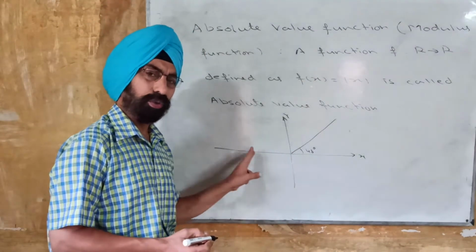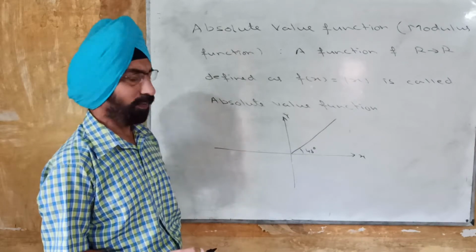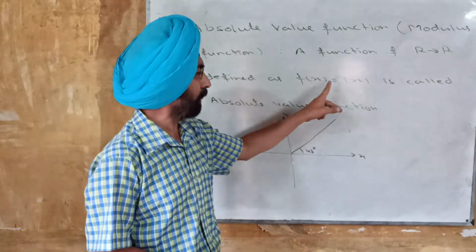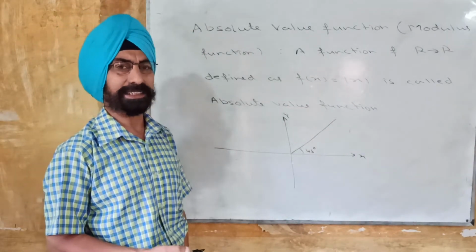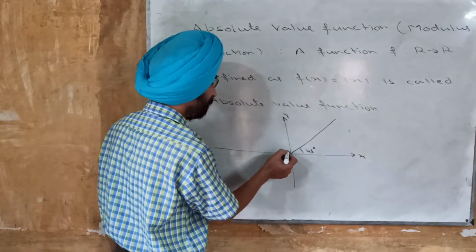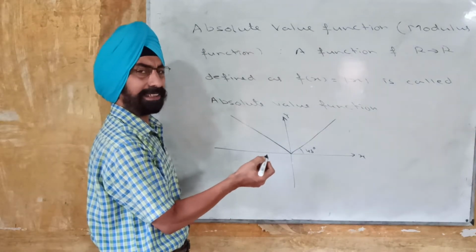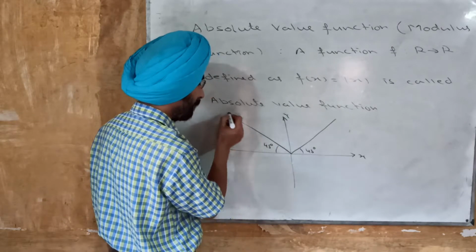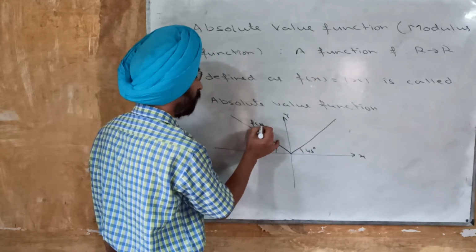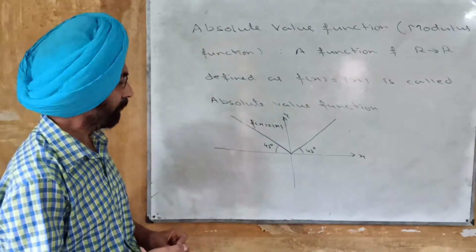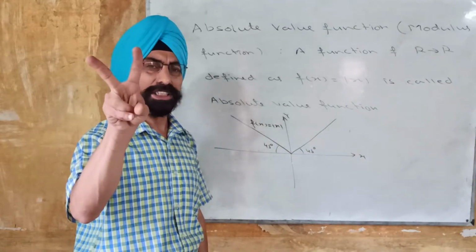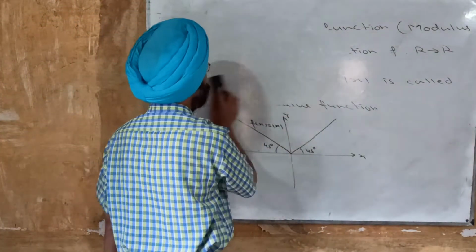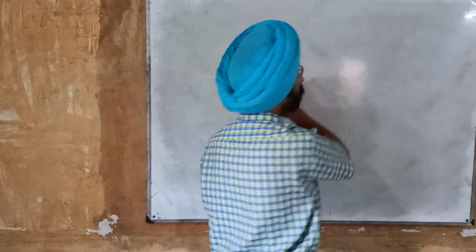But when we move on to the left side of the y-axis, what will happen? x will become negative, and if x is negative, mod of x is equal to minus x. So f(x) is equal to minus x. That means y is equal to minus x, and y is equal to minus x is this line. This is also inclined to the x-axis at an angle of 45 degrees with the negative direction of the x-axis. So it is this line. This is the graph of f(x) is equal to mod x. This line as well as this line, this is the V-shaped graph of the function f(x) is equal to mod x.